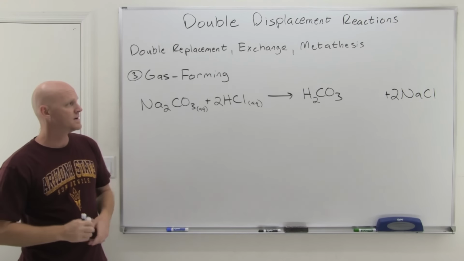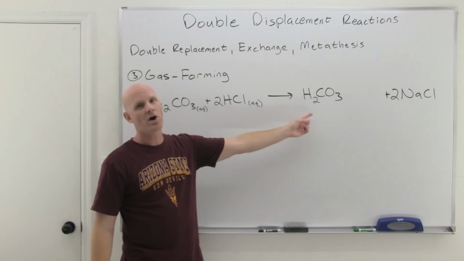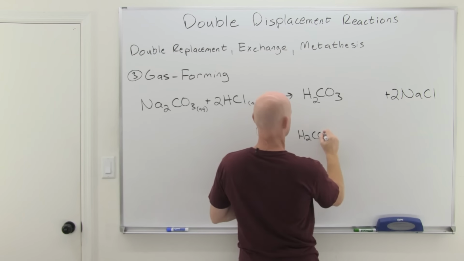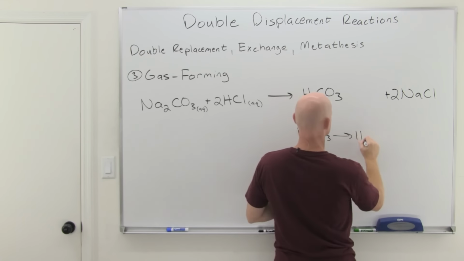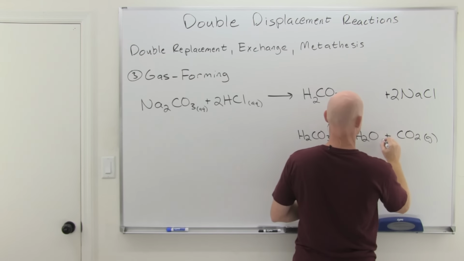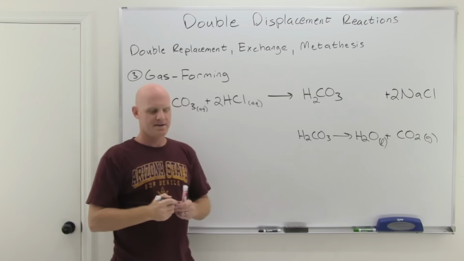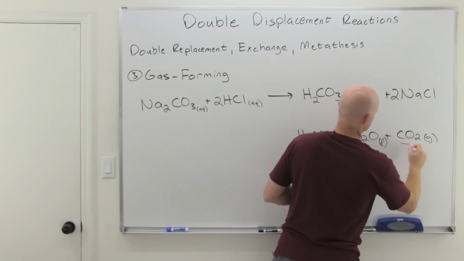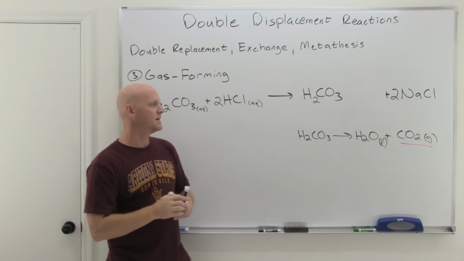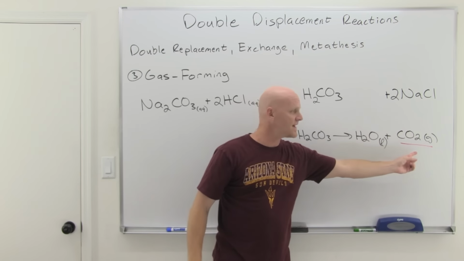Now, the issue, though, is that what we formed here is carbonic acid. So carbonic acid spontaneously decomposes to give water and carbon dioxide. And so as soon as the carbonic acid forms in this reaction, it starts immediately decomposing to give water and CO2, and that is the gas that's forming.